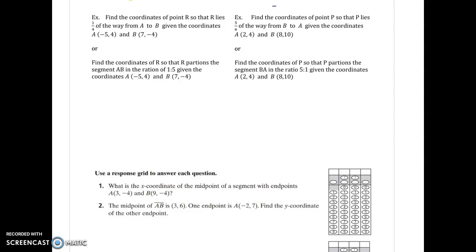The different ways it could be phrased is it could say find the coordinates of P so that P lies 5/6 of the way from B to A this time, given the coordinates, and here they are. The other way it could be phrased is find the coordinates of P so that P partitions the segment BA into the ratio of 5:1, given the coordinates.